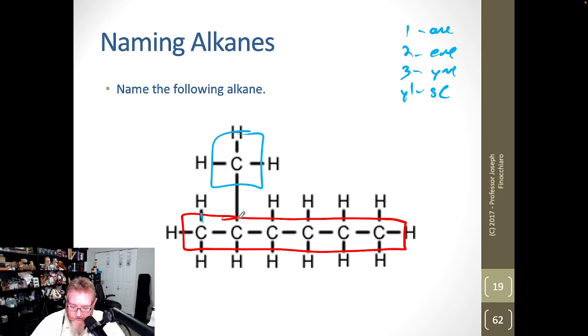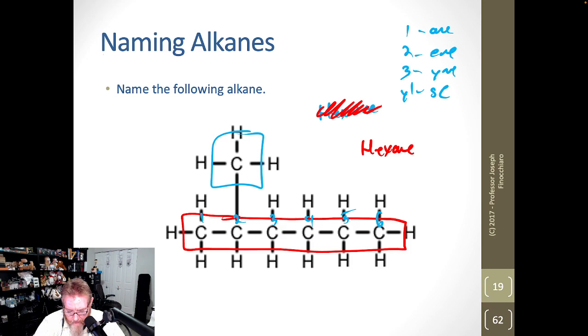So let's count. 1, 2, 3, 4, 5, 6. We have 6 carbons. What's the word for 6? Hex. Right? That's the prefix for 6. Hex. We have all single bonds. Ane. Hexane. So what I'm going to do is I'm going to write the red box in red, the name in red to match up.